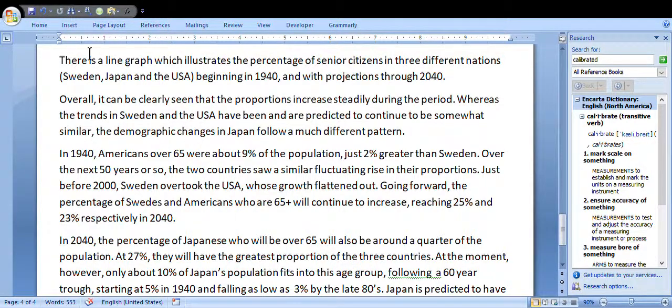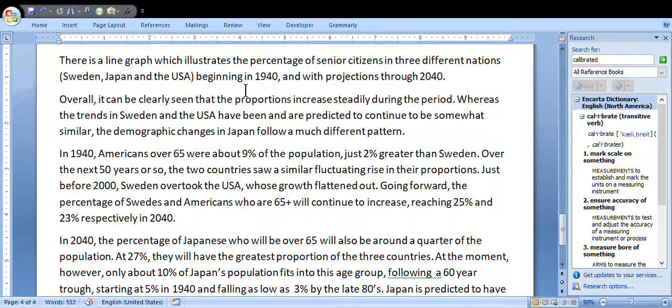So here's my model answer. Now, people laugh at me for this, but really, you get to throw in a relative clause right at the beginning. There's a line graph which illustrates the percentage of senior citizens in 3 different nations, beginning in 1940 and with projections through 2040. Overall, it can be clearly seen that the proportions increase steadily during the period.